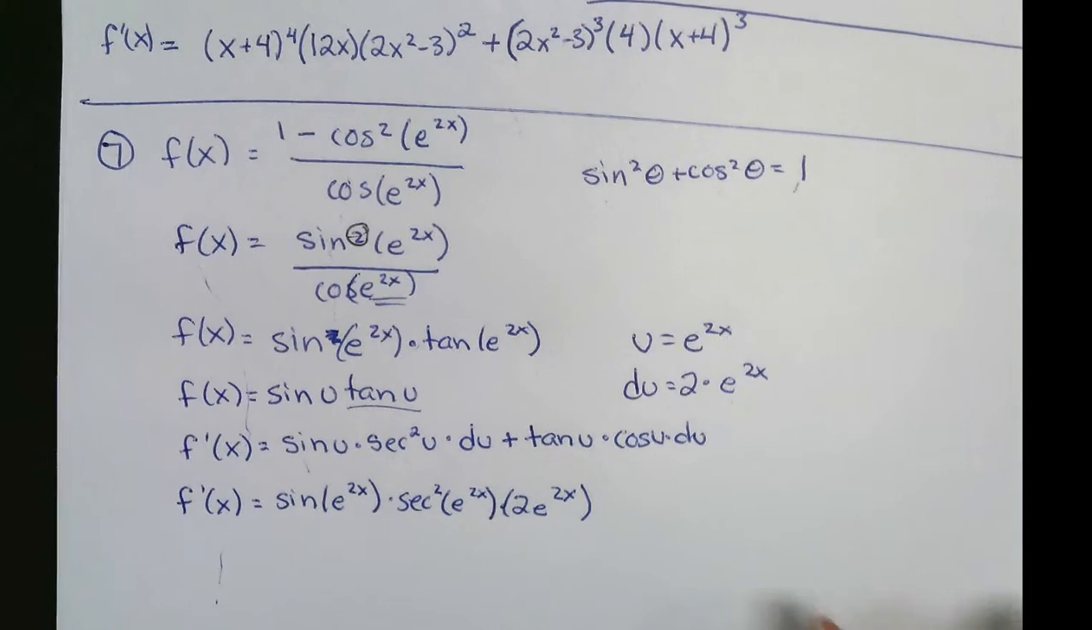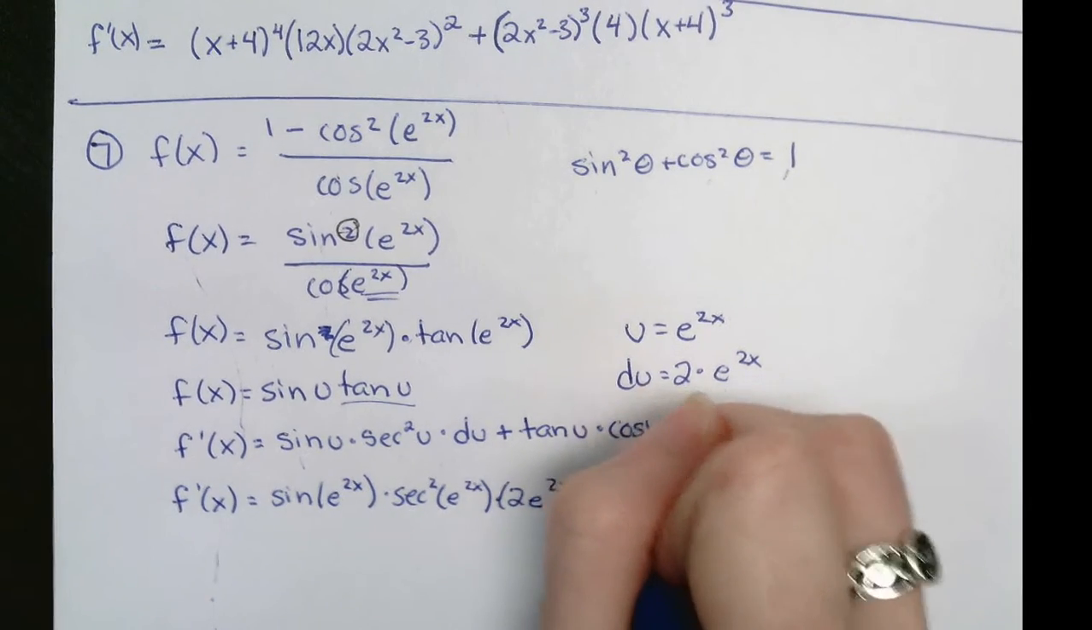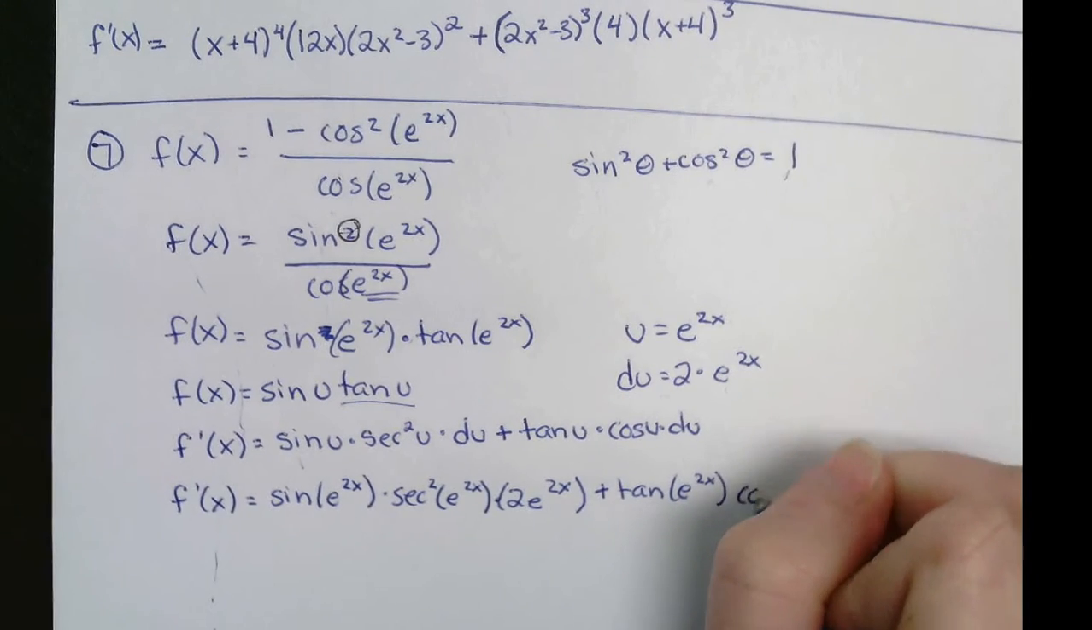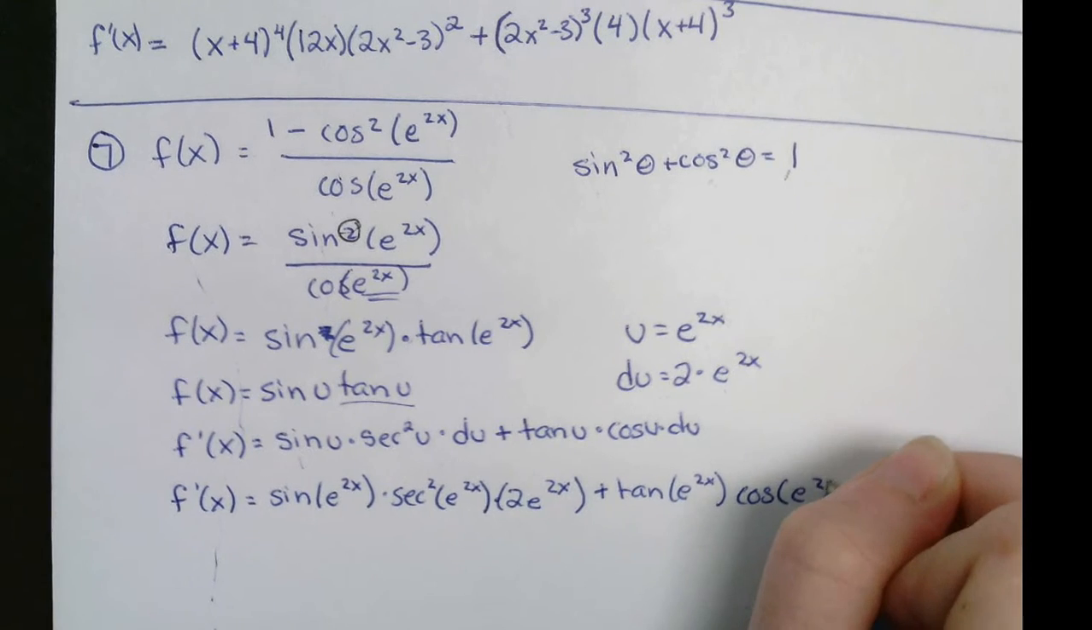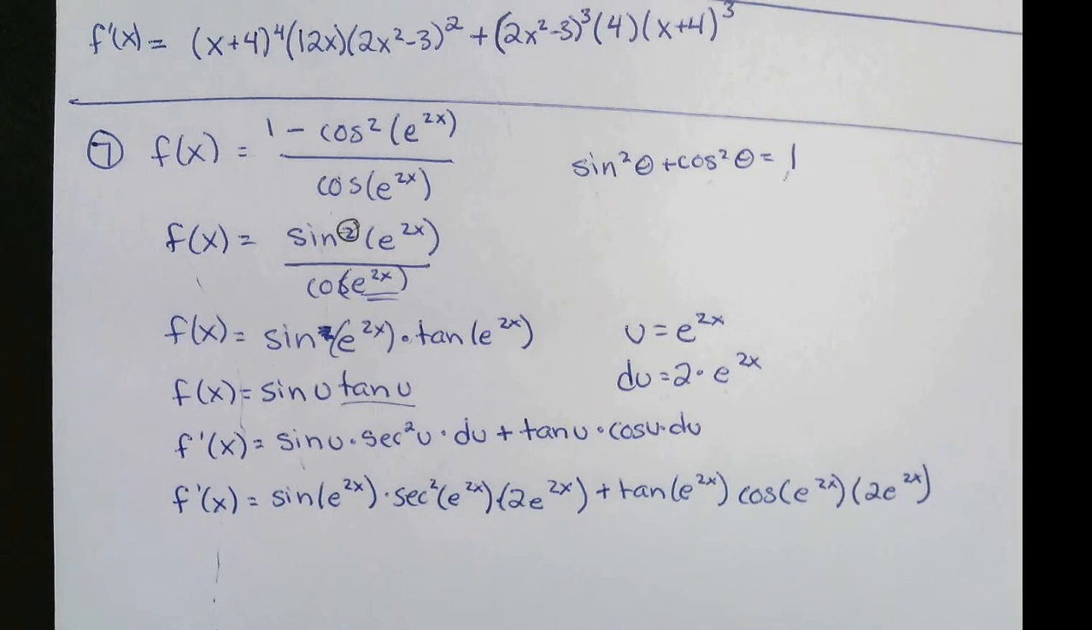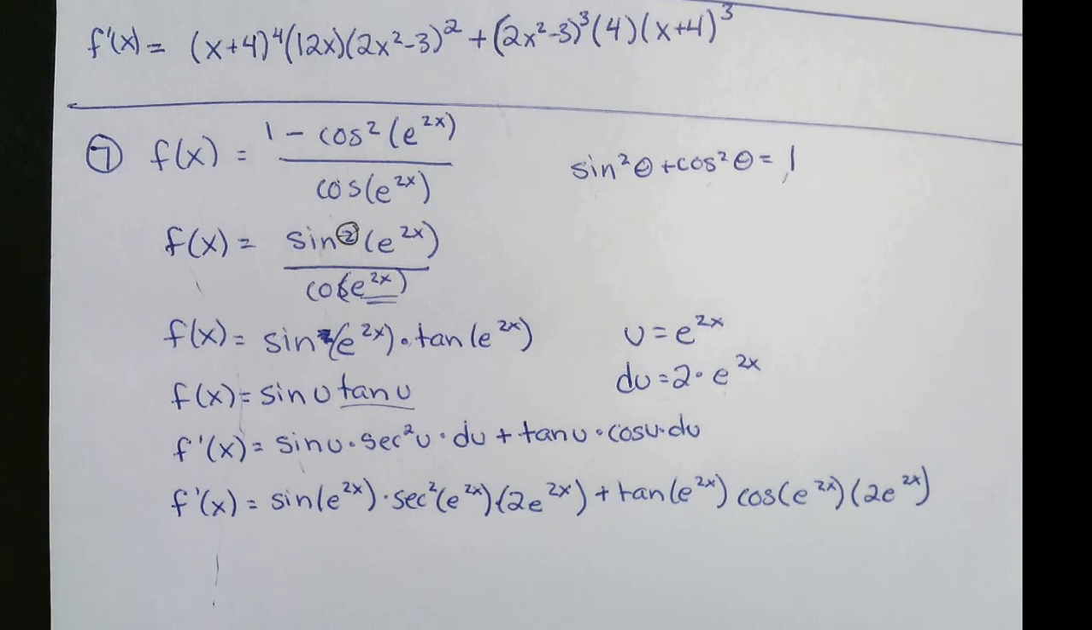Then we'll have our addition sign in our next set: a tangent of e to the 2x times a cosine of e to the 2x times 2e to the 2x. So ugly. But for your response, you can leave it here. I mean, you could simplify a little bit, because the secant squared you could make 1 over cosine squared, and you could make a tangent on that first one.